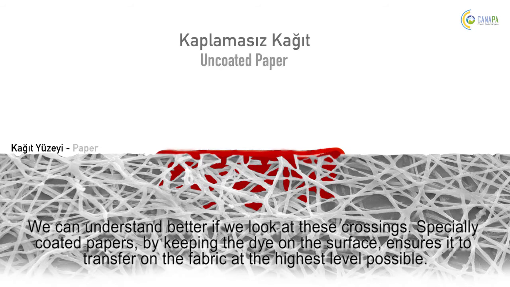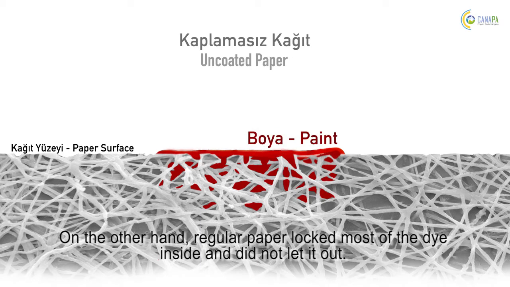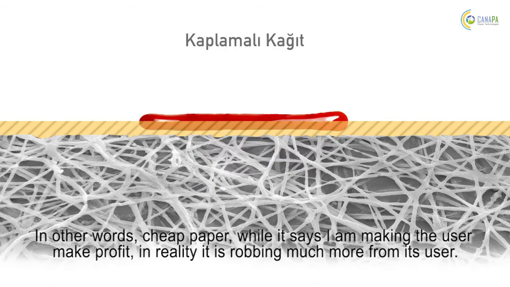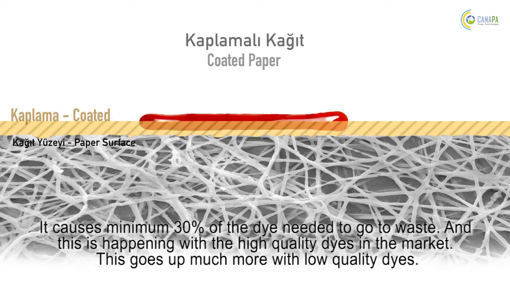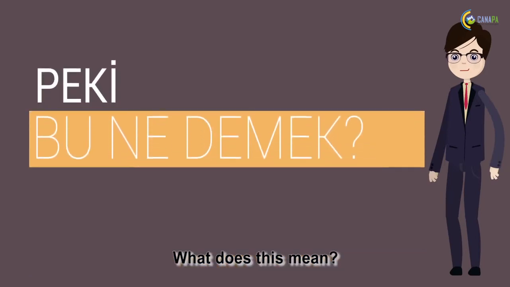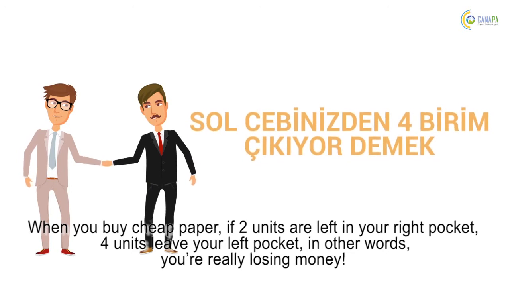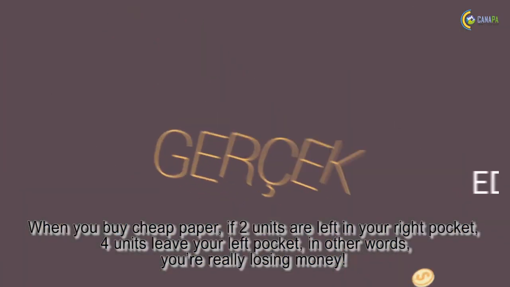Specially coated papers, by keeping the dye on the surface, ensure that it transfers onto the fabric at the highest level possible. On the other hand, regular paper locked most of the dye inside and did not let it out. In other words, cheap paper, while it says I'm making the user make profit, in reality it is robbing much more from its user. It causes a minimum of 30% of the dye going to waste, and this is happening with the high-quality dyes in the market. This goes up much more with low-quality dyes. What does this mean? When you buy cheap paper, if 2 units are left in your right pocket, 4 units leave your left pocket. In other words, you're really losing money.